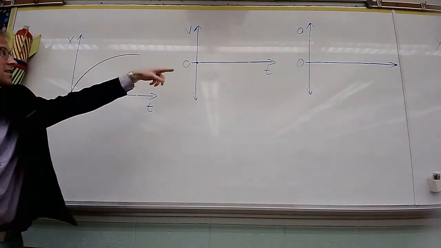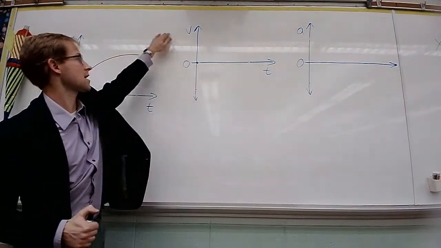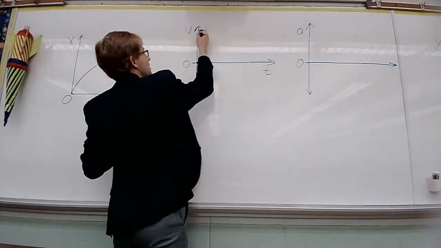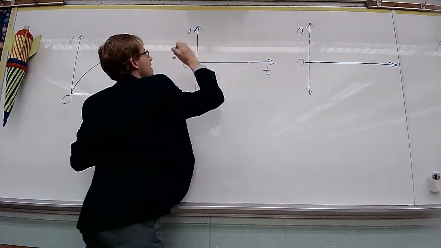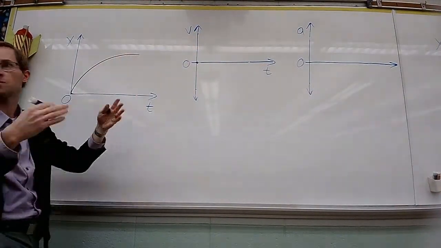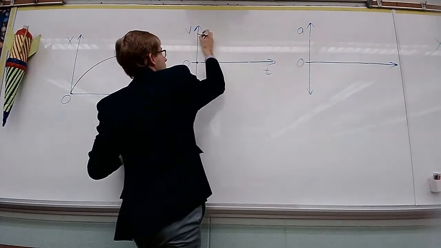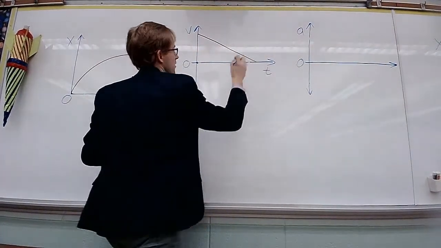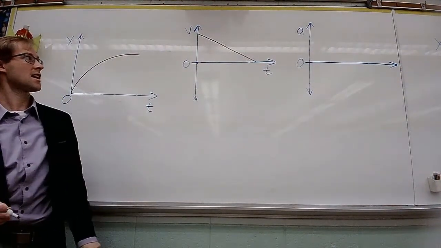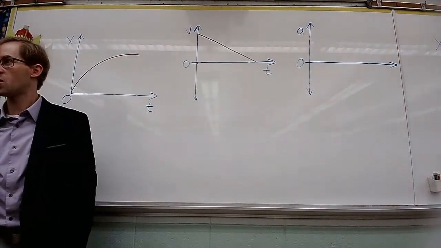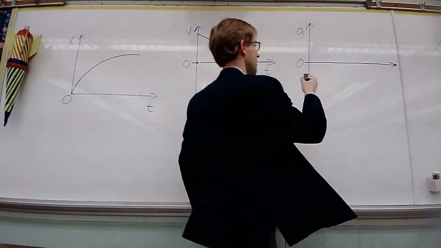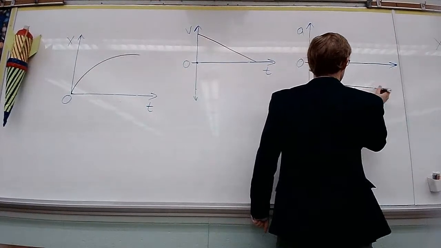So for velocity time, where should I begin? Top, bottom, or middle? Top. Because I start with a large positive velocity. As mentioned, this slope decreases, which means the velocity is going to decrease. So it's going to look something like this. Is that a positive, negative, or 0 acceleration? Negative, because it's a negative slope. So there you go.